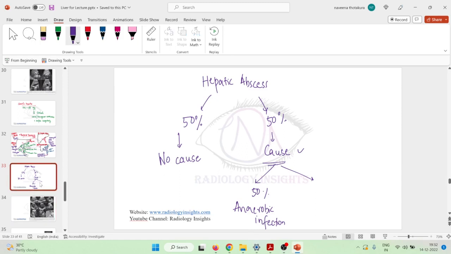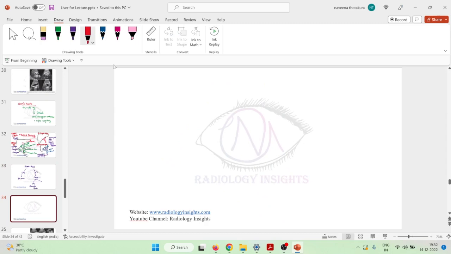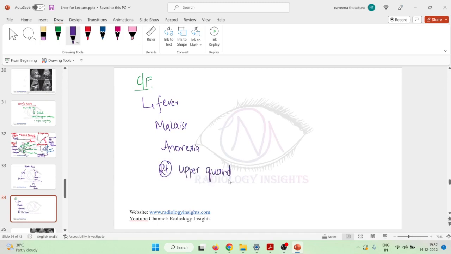Right. Now, in hepatic abscess, what are the clinical features? The patient presents with fever. The patient can have malaise or anorexia, that is, unable to eat, unable to do things, weakness. Right upper quadrant pain can be noticed, and the patient can also have jaundice in almost 25% of cases. Jaundice is noted in 25% of cases. Okay, so these are the clinical features.